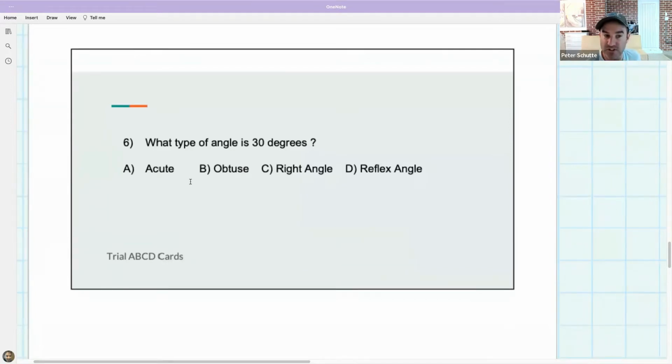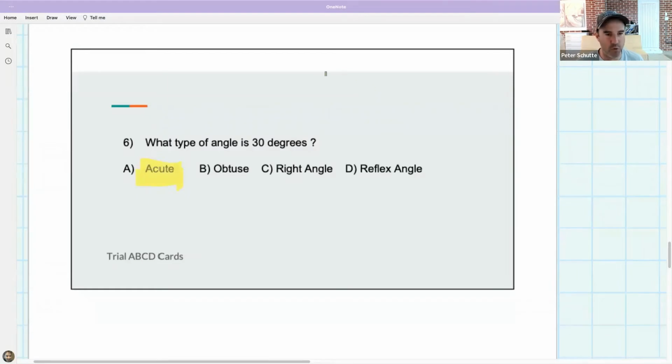Is it an acute? Is it obtuse? Is it a right angle? Is it a reflex angle? So in geometry, there's lots of words. We have to understand what they mean. And so this is an important... okay, I think you guys have got this. An acute angle is, the answer is going to be A.